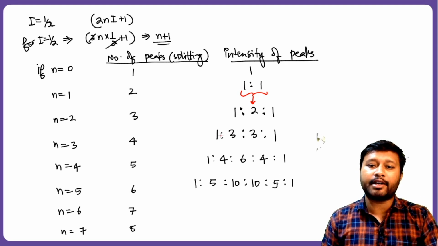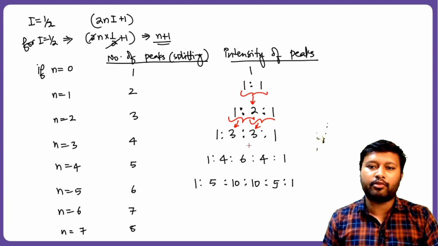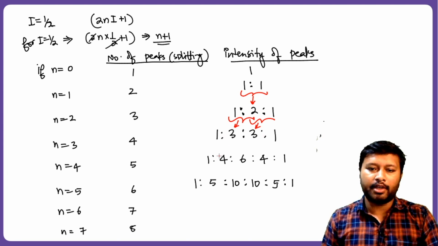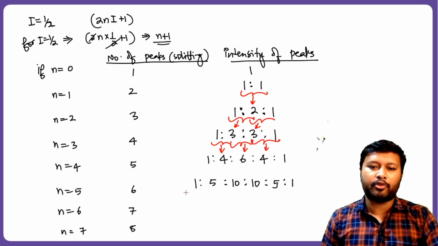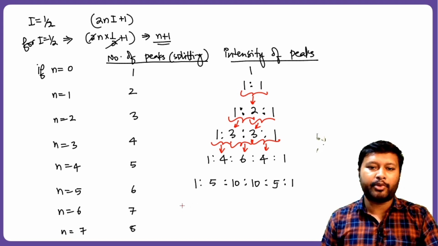Again for 4, I started from 1, then I added these two and wrote 3 here, I added these two and wrote 3 here, and I ended with 1. Similarly in the next one, you started with 1, you added these two and wrote 4, you added these two and wrote 6, you added these two and wrote 4, and the same goes for all of them. The next one, 7, you can predict along with me, right?